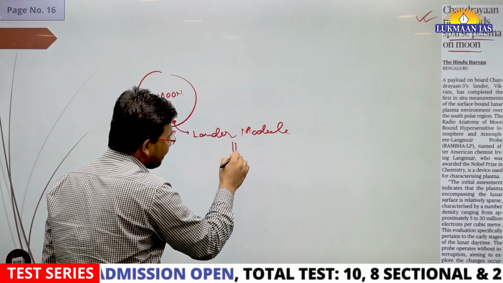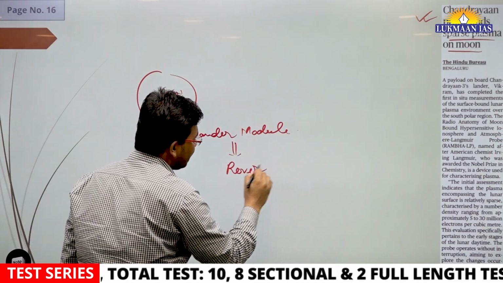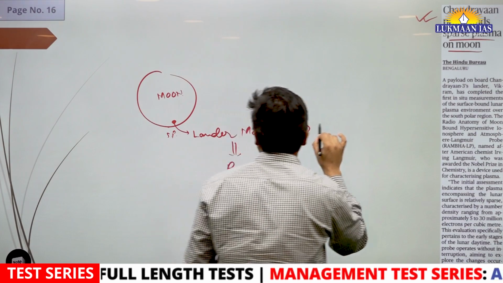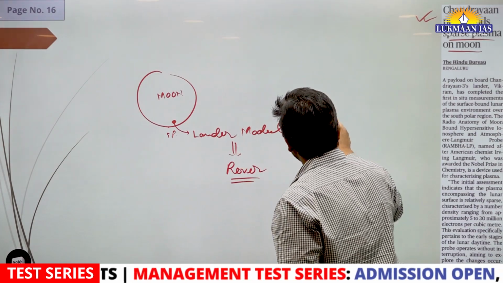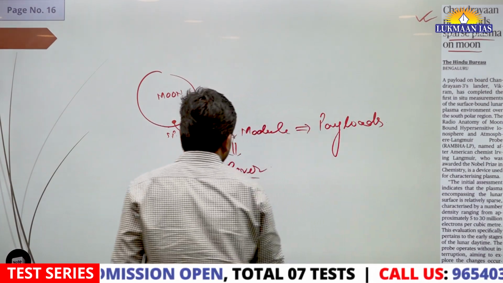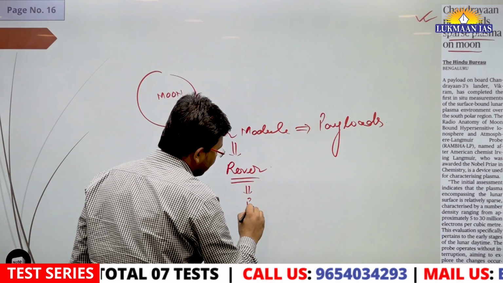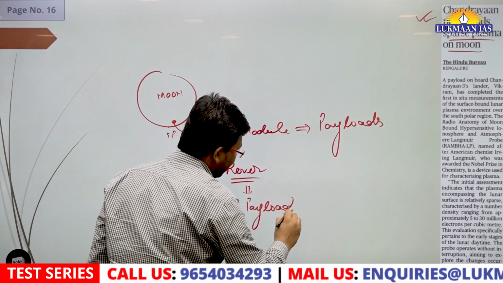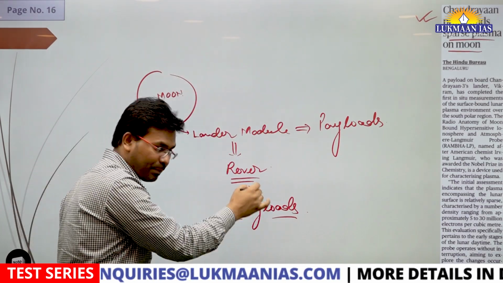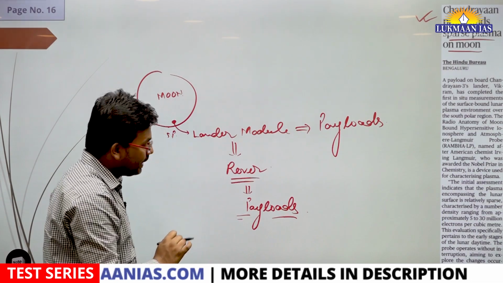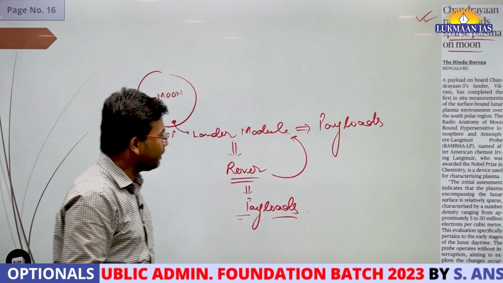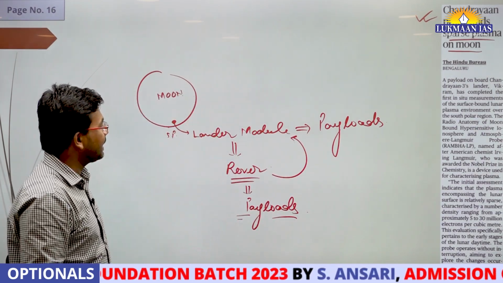From the lander came out the rover. The rover is something which will travel on the surface of the moon. On the lander module, there are some instruments that are included. They are known as payloads. And on the rover also there are payloads. So this rover is collecting samples from the surface of the moon by traveling there. And after collecting the sample, it is giving the data to the lander.